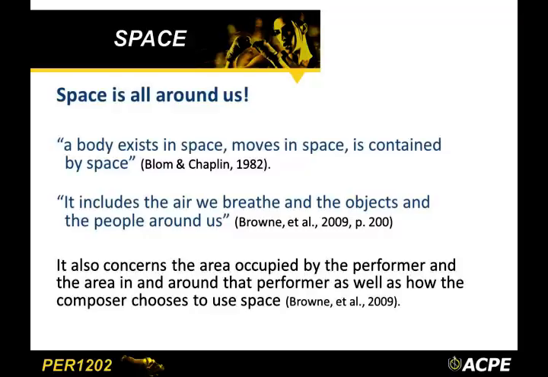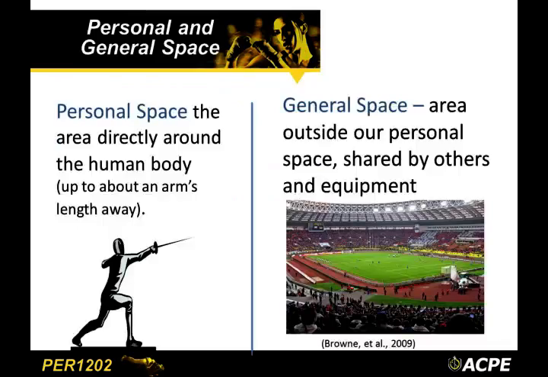Now, space is all around us. A body exists in space, it moves in space, and it's contained by space. It includes the air we breathe and the objects and the people around us. It also concerns the area occupied by the performer and the area in and around the performer, as well as how the composer chooses to use their space. So we have a couple of types of space. Firstly, we have personal space, and that's the area directly around the human body. And then, of course, we have general space. This is the area outside our personal space which is shared by others and also equipment.